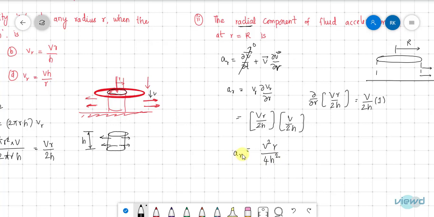At any particular radius r, it is asked at r is equal to capital R, that will be V square into capital R divided by 4h square. This is the answer.